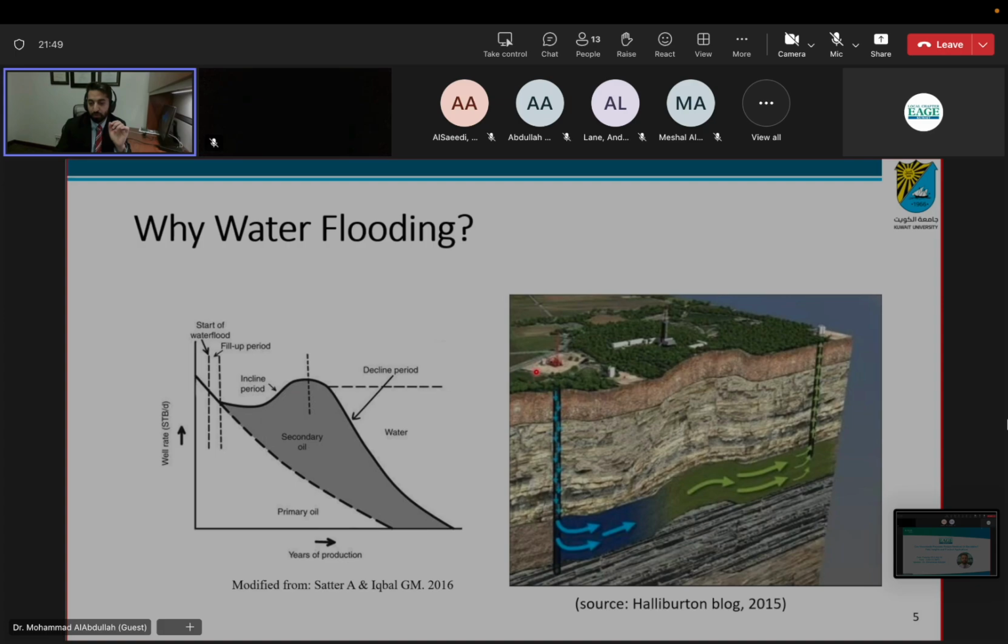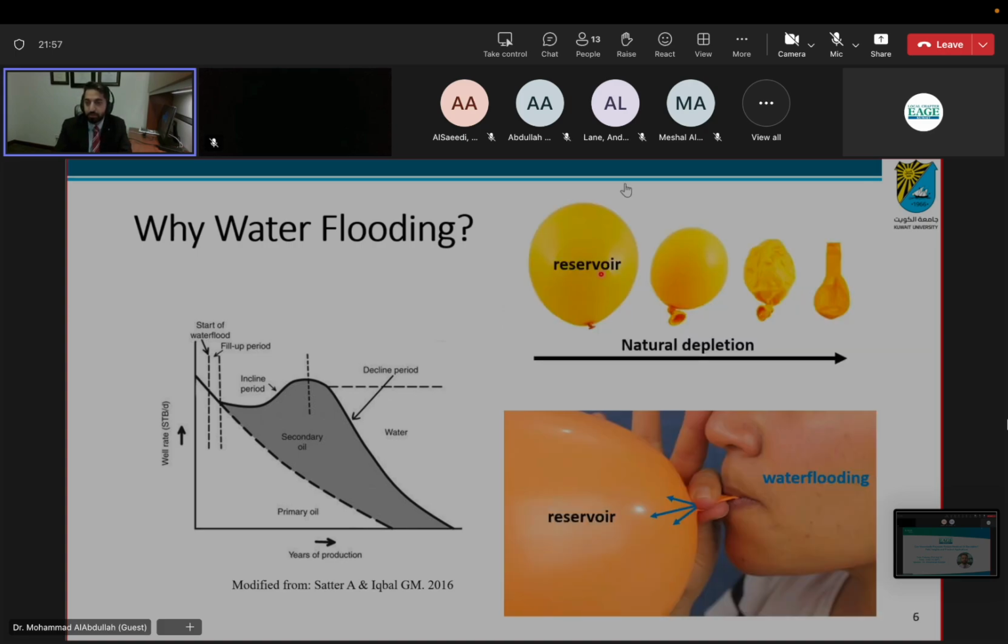of the oil, right? Just like here, if I have an injector and a producer, I'll inject some water. Usually, I like to make an analogy of this, just like if I have a balloon, which is my reservoir. By natural depletion, as much as it loses pressure, it will deflate. What I'm trying to do by water flooding is inflate back that reservoir and keep the pressure there, so you keep producing from your reservoir. Okay. So now we answer the first question: why water flooding?